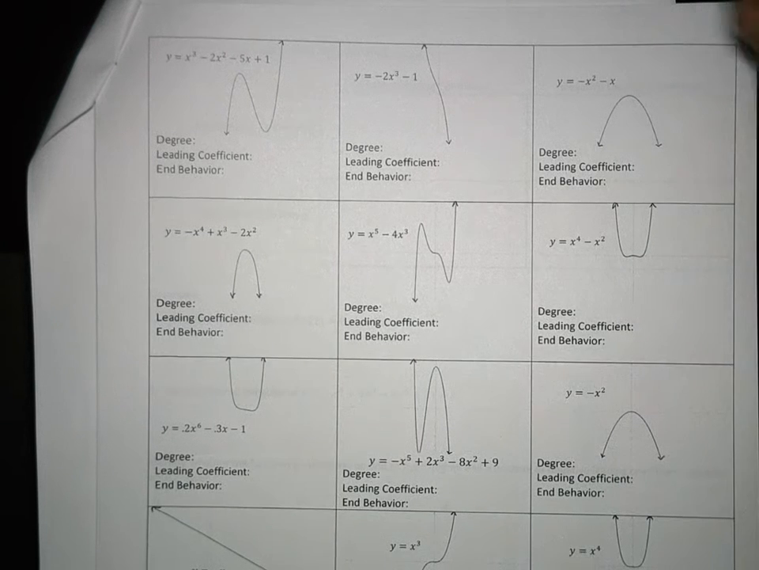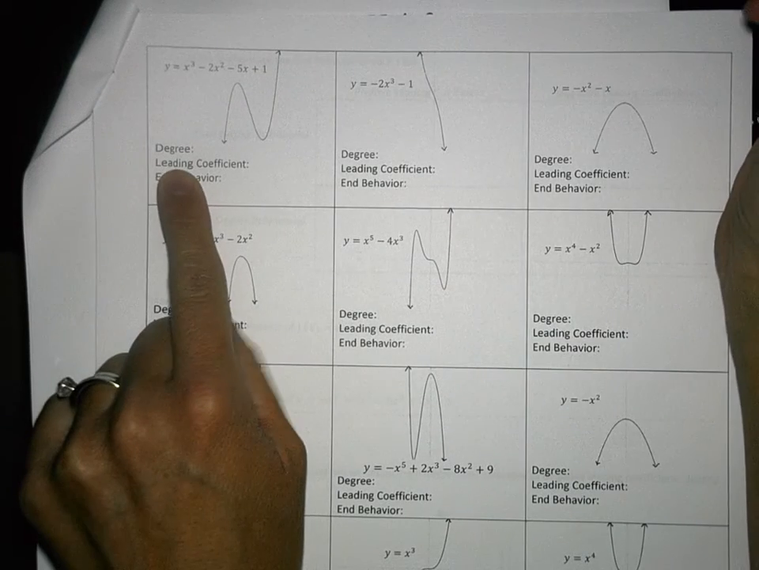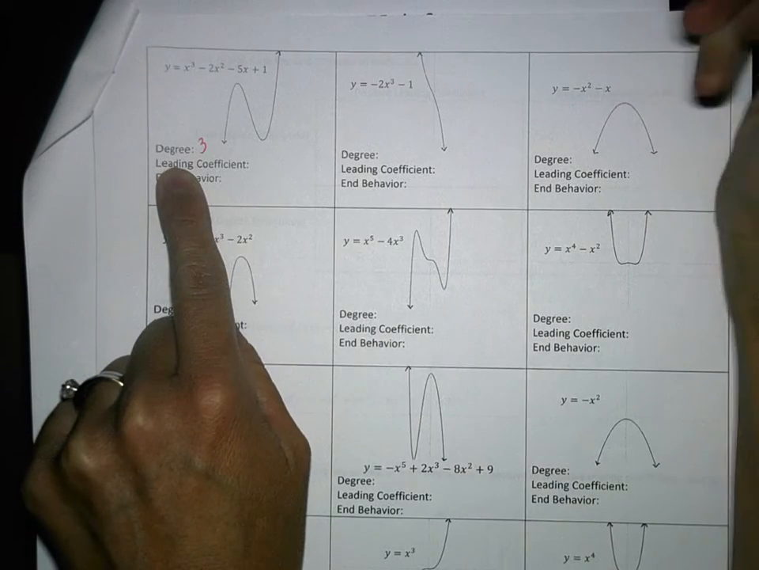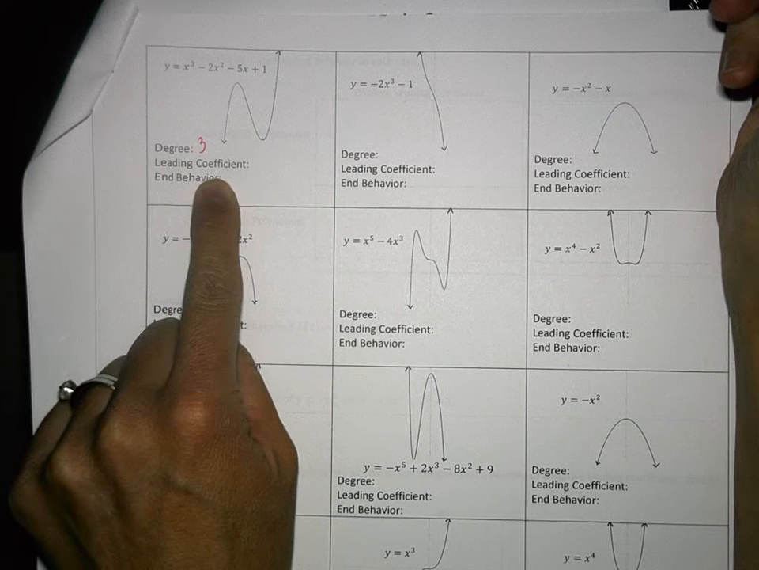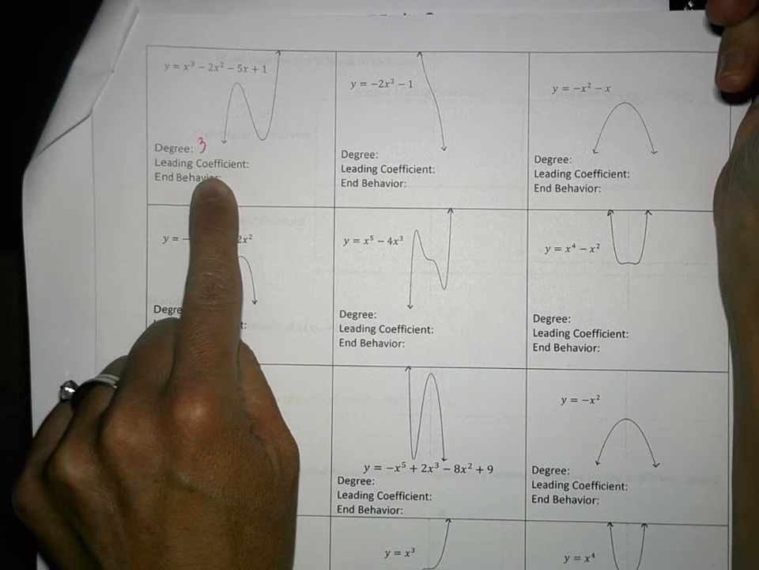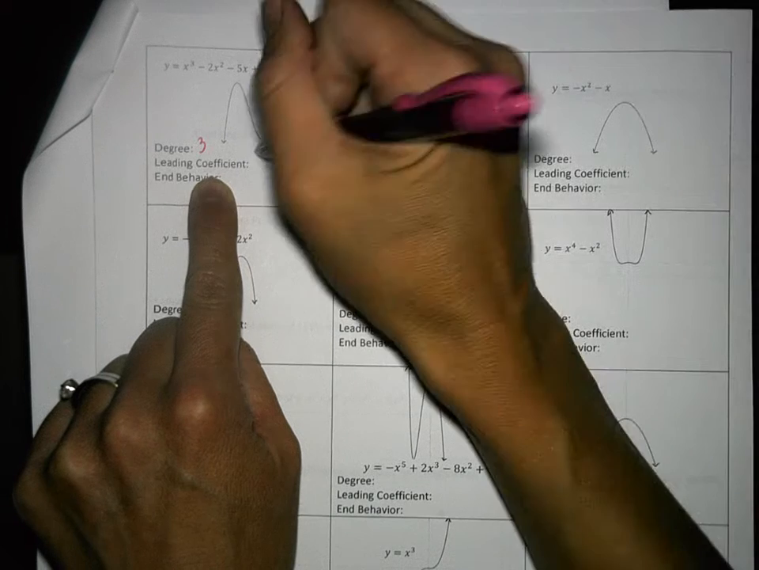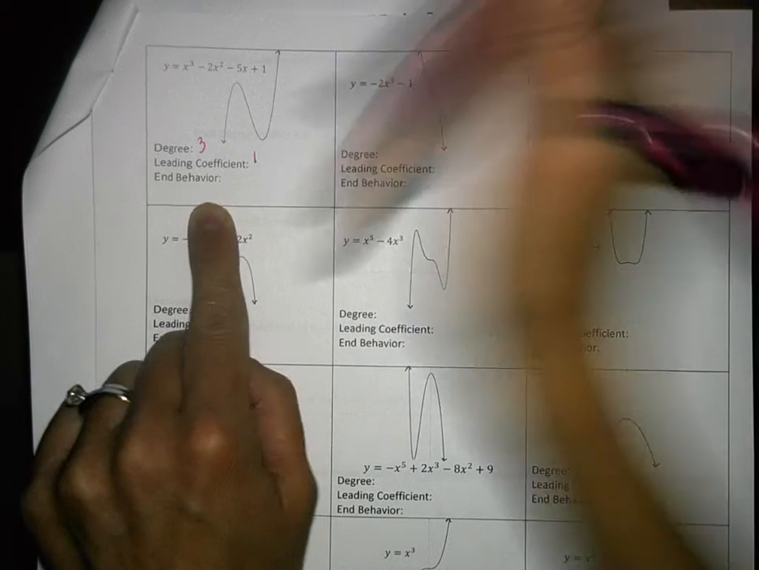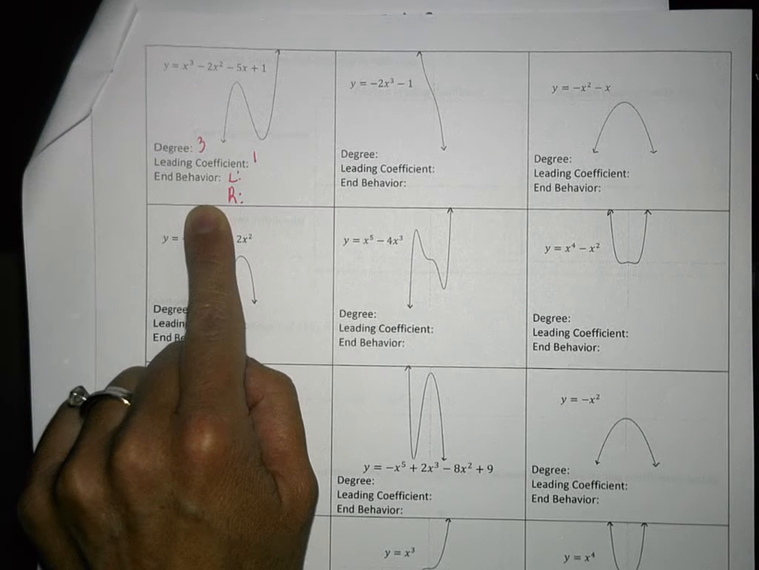So, first of all, this first example, what is the degree? 3. Very good. 3 is the degree. That comes from our highest exponent. The leading coefficient is the number in front of the highest degree, which in this case is 1. And for my end behavior, let's go ahead and do this on these. We're going to do left and right for our end behavior, just like that. So on the left, it's going where?